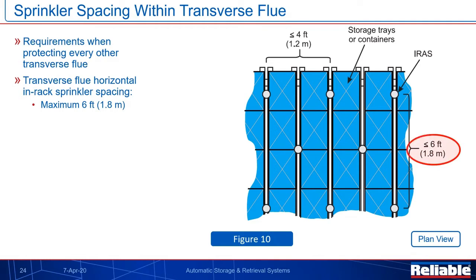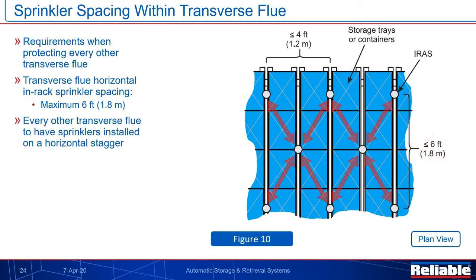Now, if we have transverse flue spaces that we can skip based upon not having those three conditions for the way the commodity is stored, we have the option to skip the flue as we know, but spacing is still maintained at 6 foot in that transverse flue. That flue space that we skipped previously though, now has sprinklers, and those sprinklers need to be installed on a stagger.